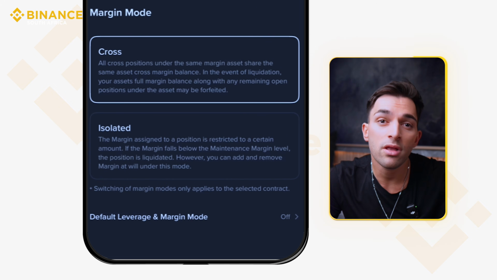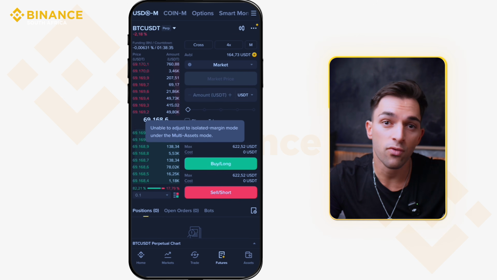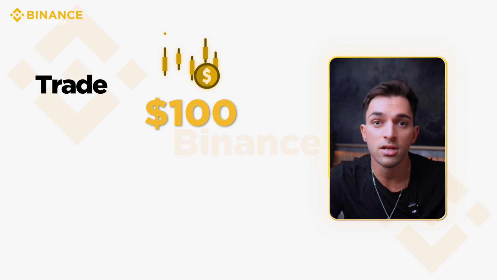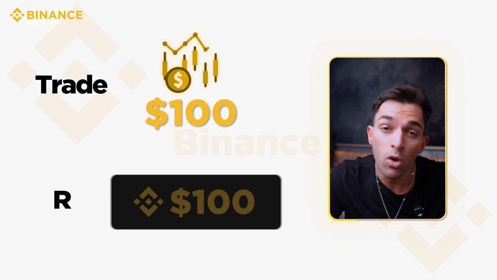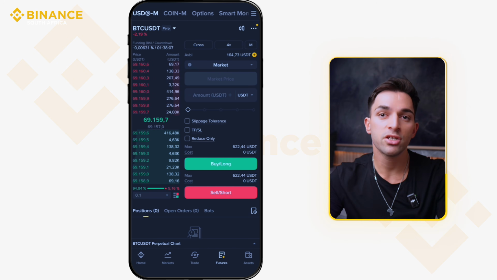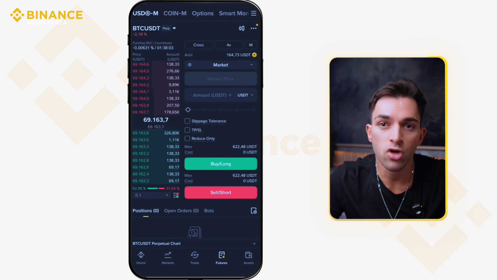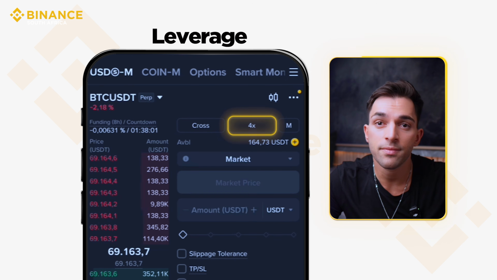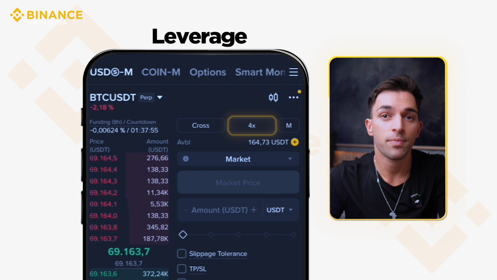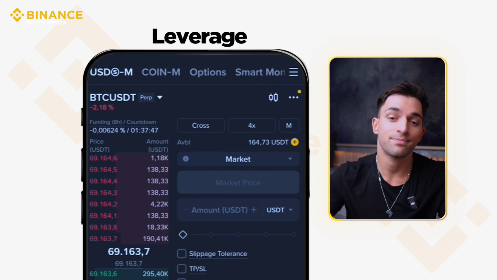Isolated margin means only the money you put in that trade is at risk. Binance will not touch the rest of your wallet. For example, if you open a trade with $100 and the trade goes really badly, the most you can lose is that $100. Your other funds are safe. Then we've got the leverage, which lets you control a bigger trade than the money you put in. As an example, if we set the leverage at 4x and you put in $100, you can control $400 worth of Bitcoin. This means that your profits can be bigger, but your losses can be bigger as well.